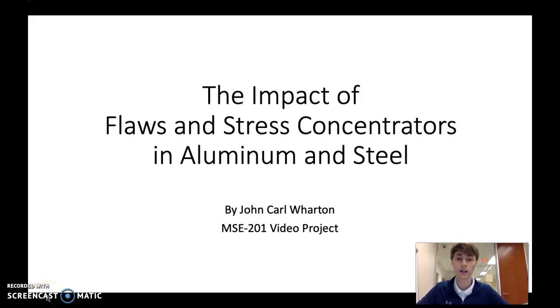Have you ever wondered why cars and buildings only have square, rectangular windows, but airplanes have oval-shaped ones? Today I'm going to answer this question by explaining the effects of flaws such as ductile to brittle transition, stress concentrators, and fatigue in aluminum and steel, and their impact on ships and airplanes.